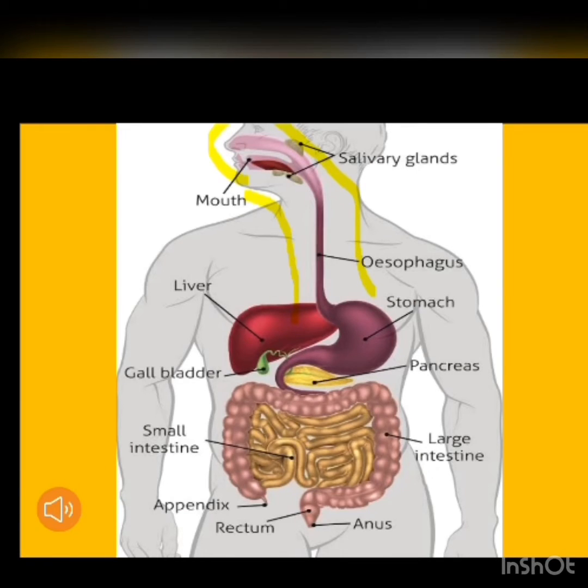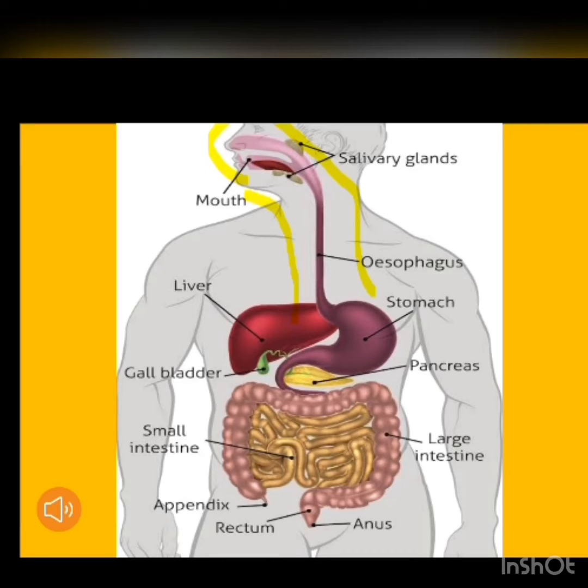Our topic is the human digestive system. The digestive system of a human being is a complex organ system consisting of many organs such as the mouth, which is also called the buccal cavity, esophagus or food pipe, stomach, small intestine, large intestine, rectum and anus. It is collectively called the alimentary canal or digestive tract.